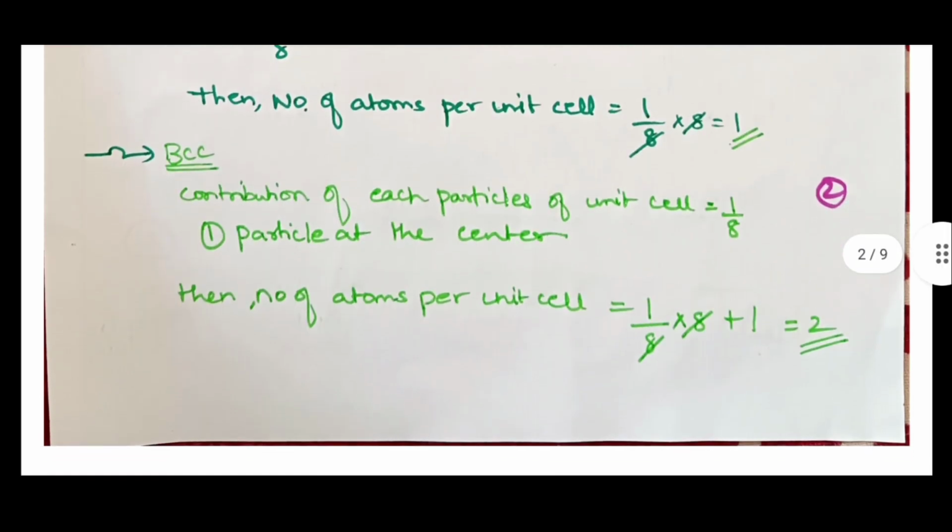In BCC, the constituent particles are present at the corners, so we can take the value of SCC, which is 1. Plus 1 particle present at the center. So 1 plus 1 is 2. So the value is 2.